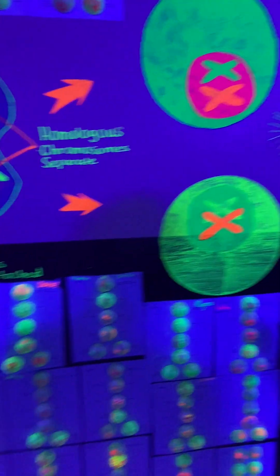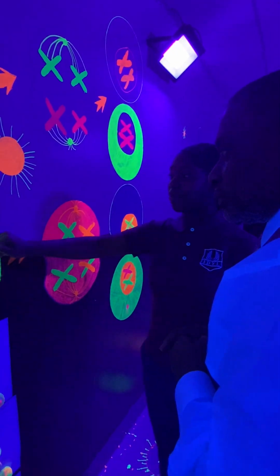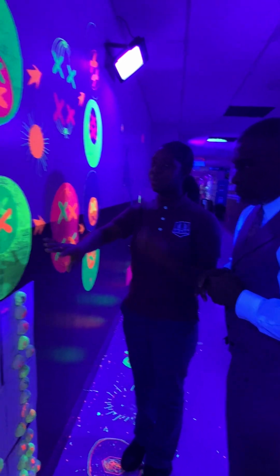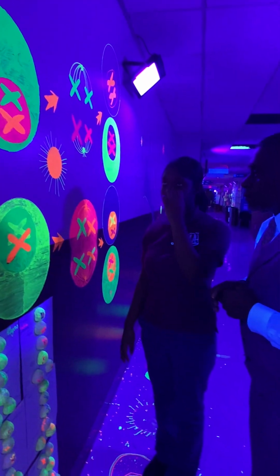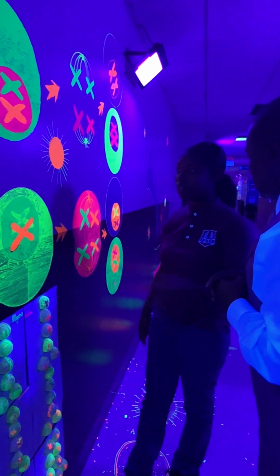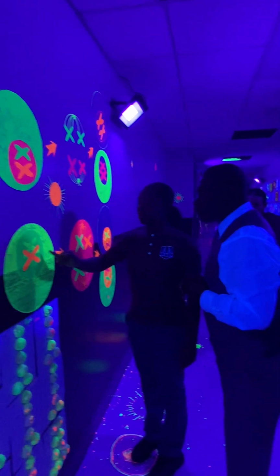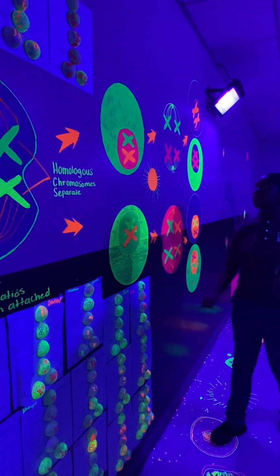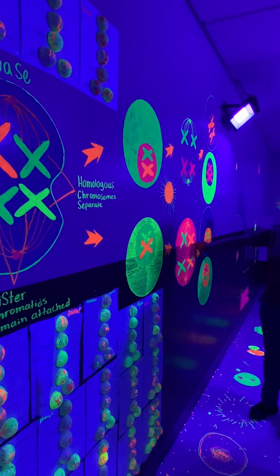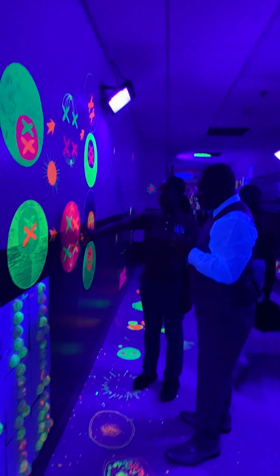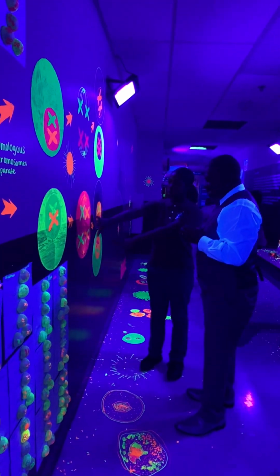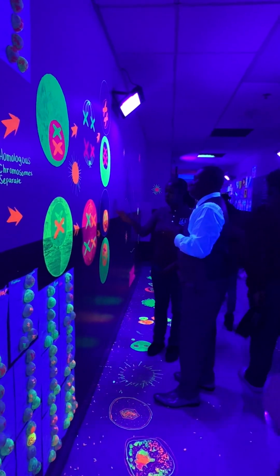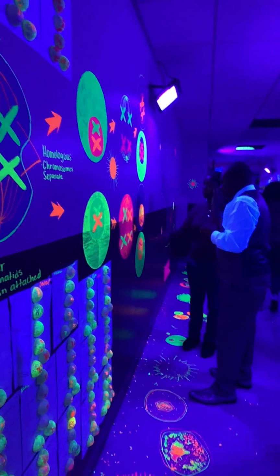This is the second part of meiosis. This is metaphase. This is prophase. Meiosis has two parts, so this part happens twice. That's where the cells have come apart, separated from each other. So it ends up with 4 cells, 4 daughter cells.